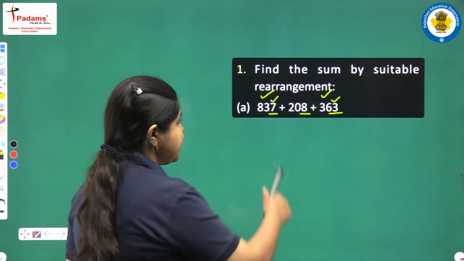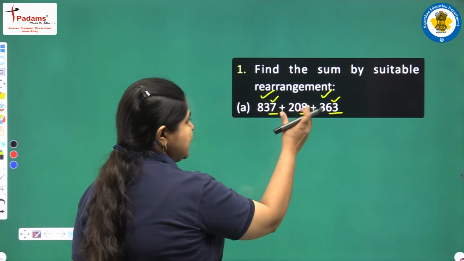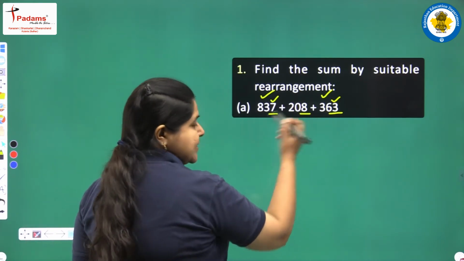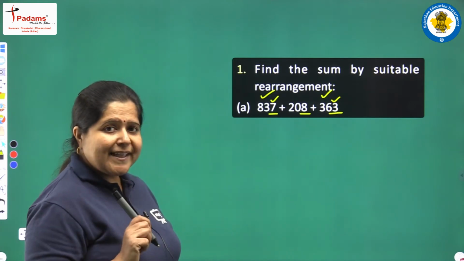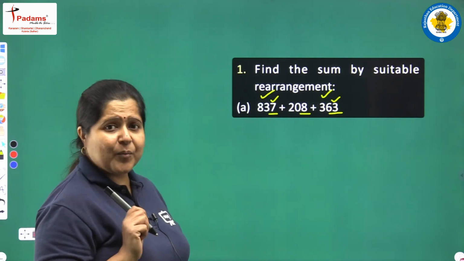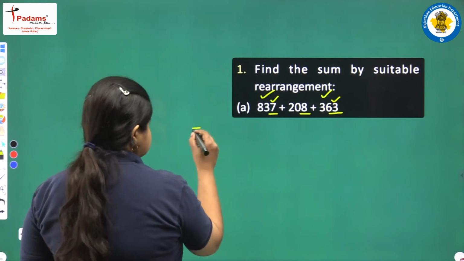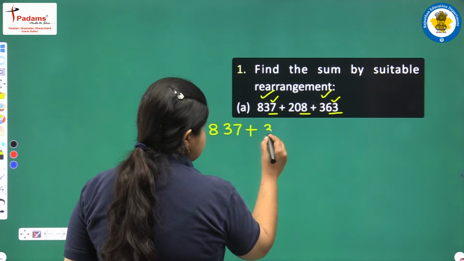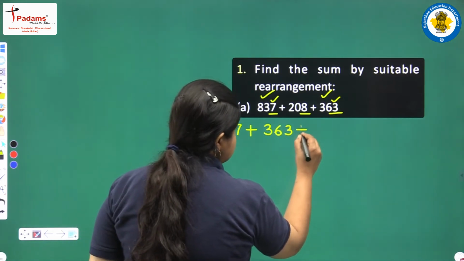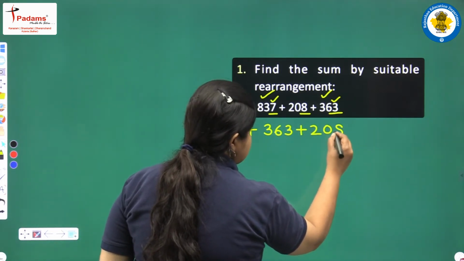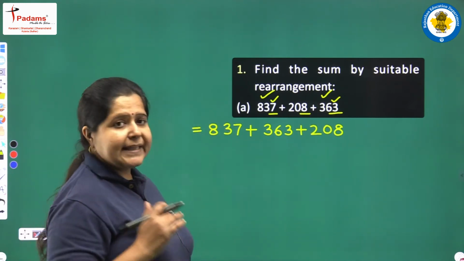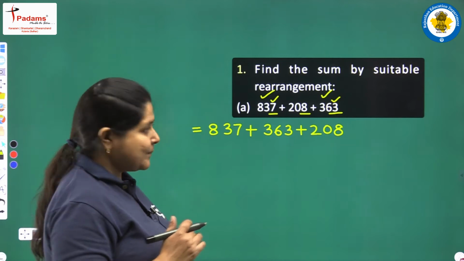But you can see this 208 is lying in between these two numbers. So we need to interchange these two numbers. By using which property? Yes, commutative property. Let us write it. 837 plus 363 plus 208. Here we have interchanged these two numbers by applying the property of commutativity.